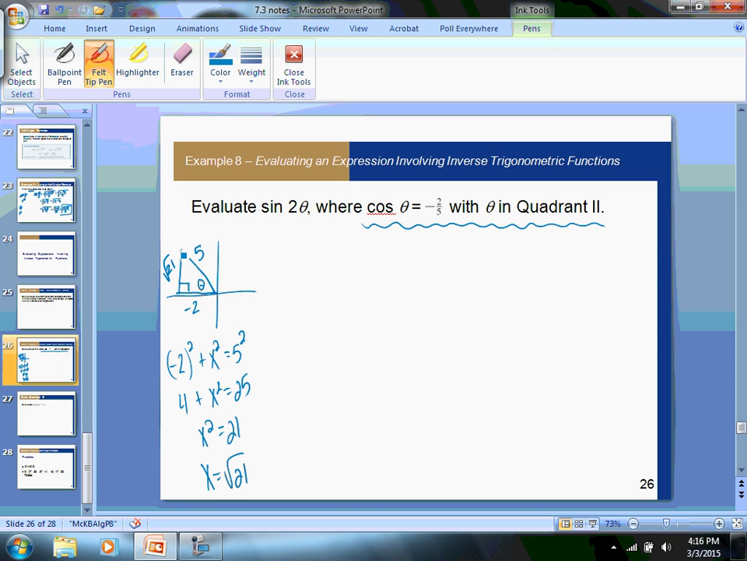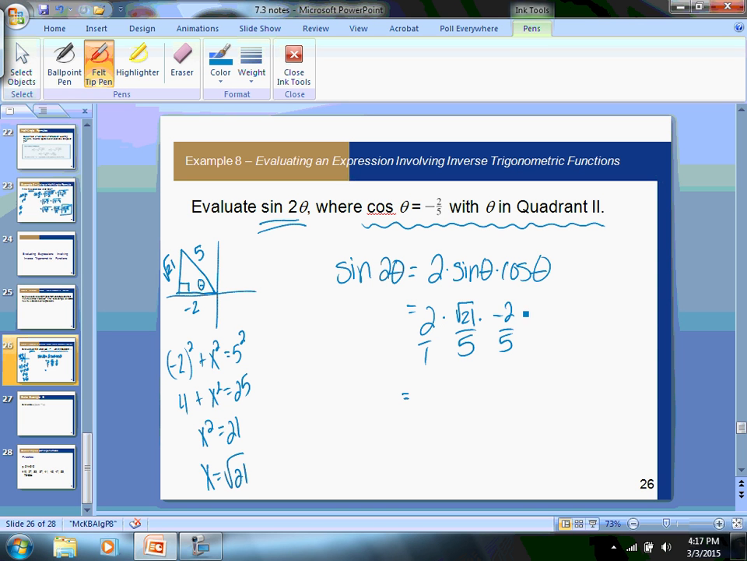Okay, so now I have enough information to actually evaluate the sine of 2 theta. So sine 2 theta, that's my double angle formula. So look at your formula sheet or look at the previous section of notes. That's the same as 2 sine theta and cosine theta. And now that I know I've got sine theta and cosine theta, that's what I needed this triangle for. So I'm going to take 2 times the sine of theta, which is opposite over hypotenuse, square root 21 over 5. And then cosine, either they told us or you could look at the triangle, negative 2 over 5.